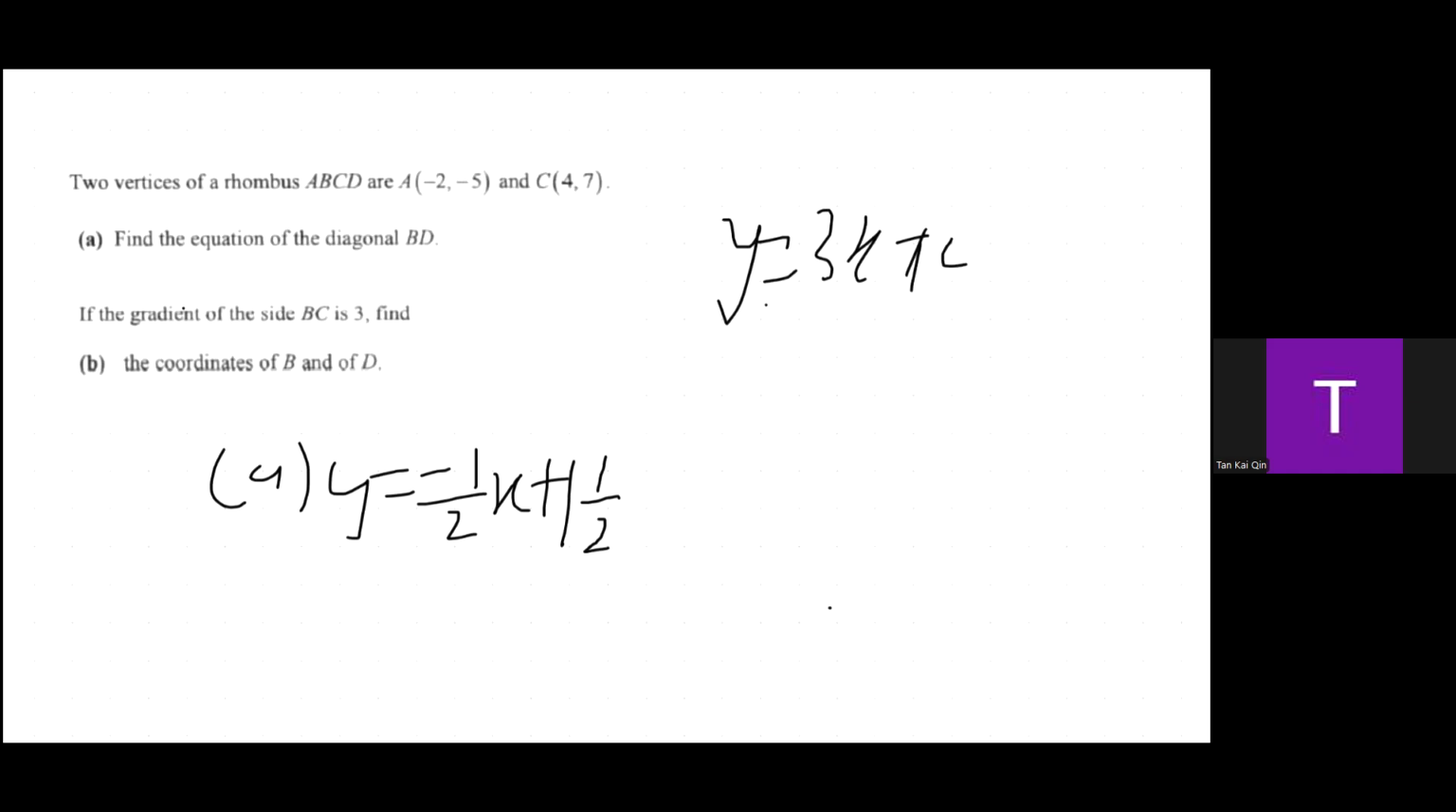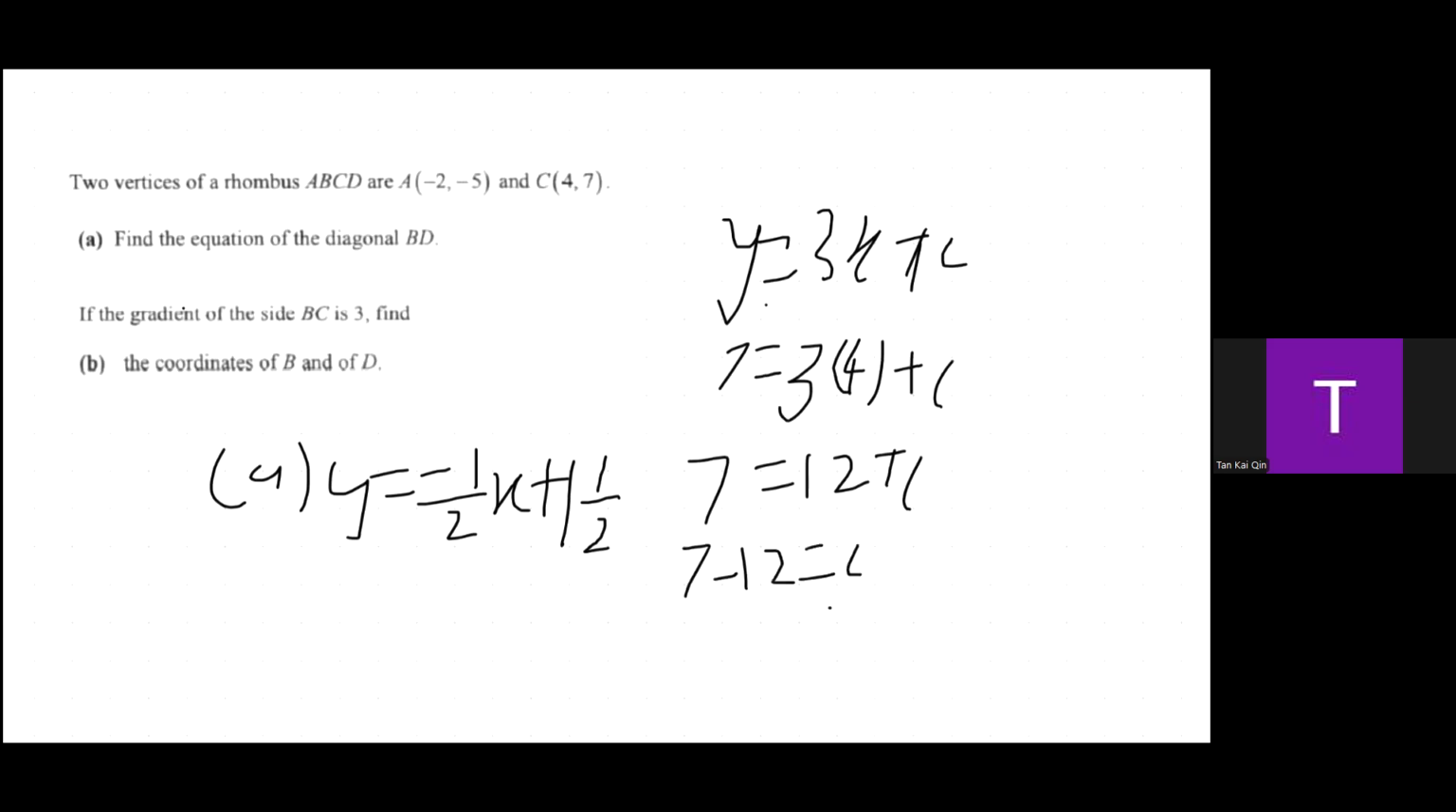we get 7 equals 3 times 4 plus c. So 7 equals 12 plus c. So now we get 7 minus 12 equals c, which is basically negative 5 equals c, the y-intercept of the line equation of BC. Now we know the line equation of BC, which is y equals 3x plus minus 5.